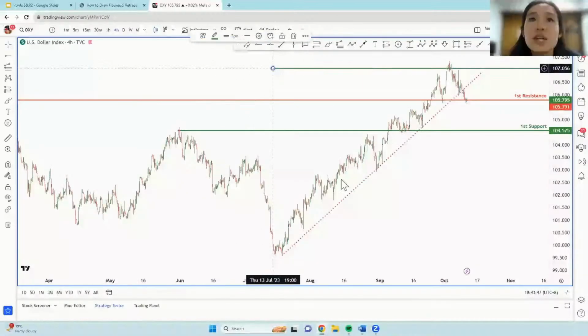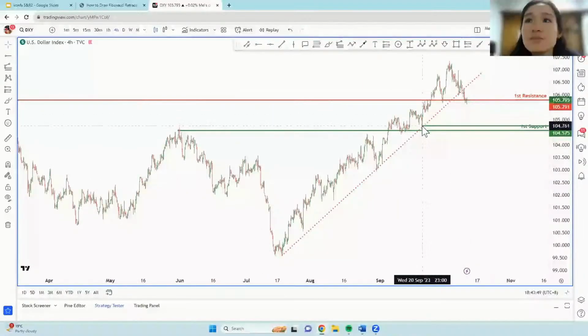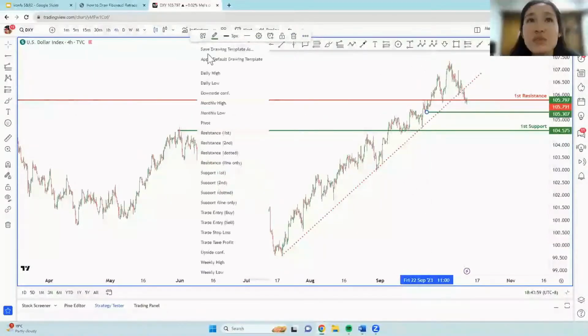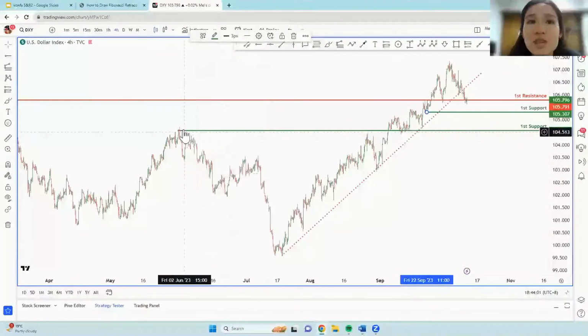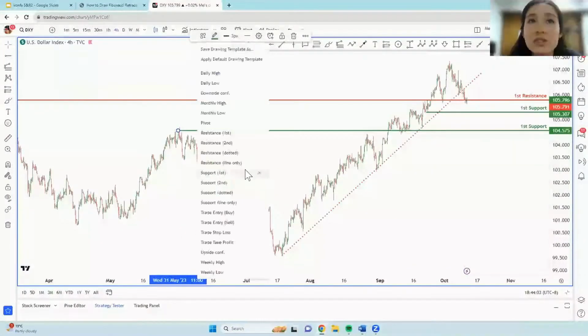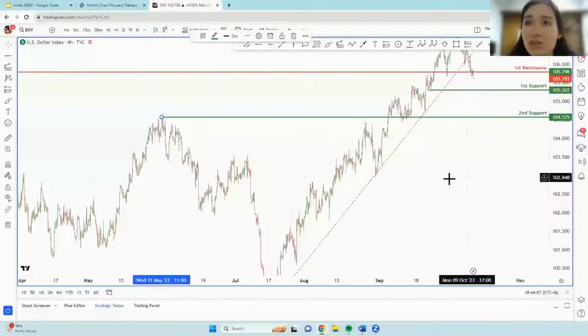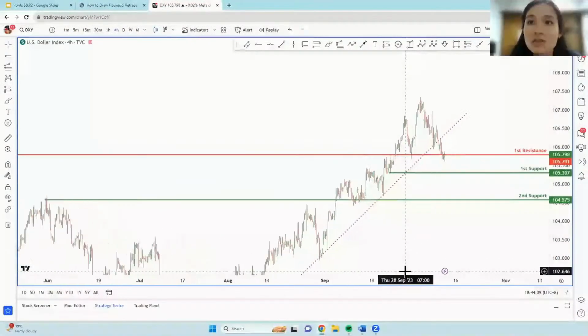Let's see if there are any levels that are closer. I'll just leave my first support here at this swing low and then change this to second support, because this level is closer to my first resistance.